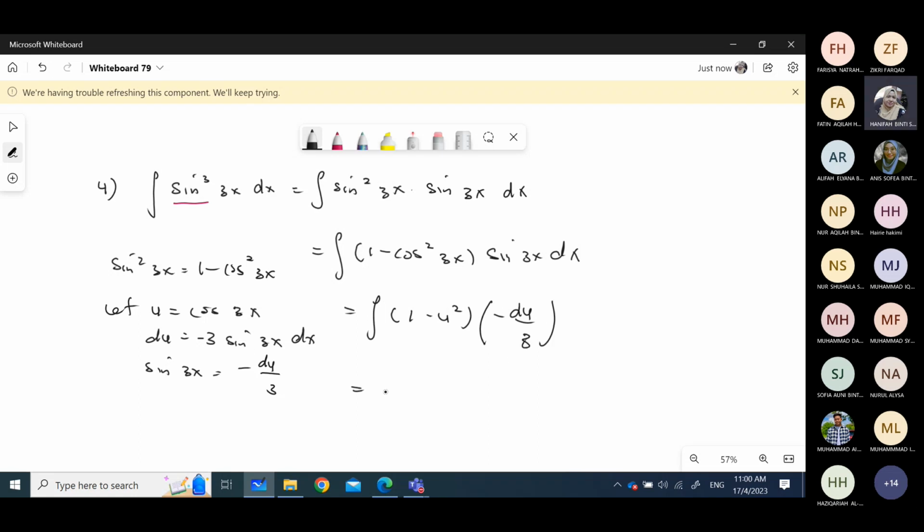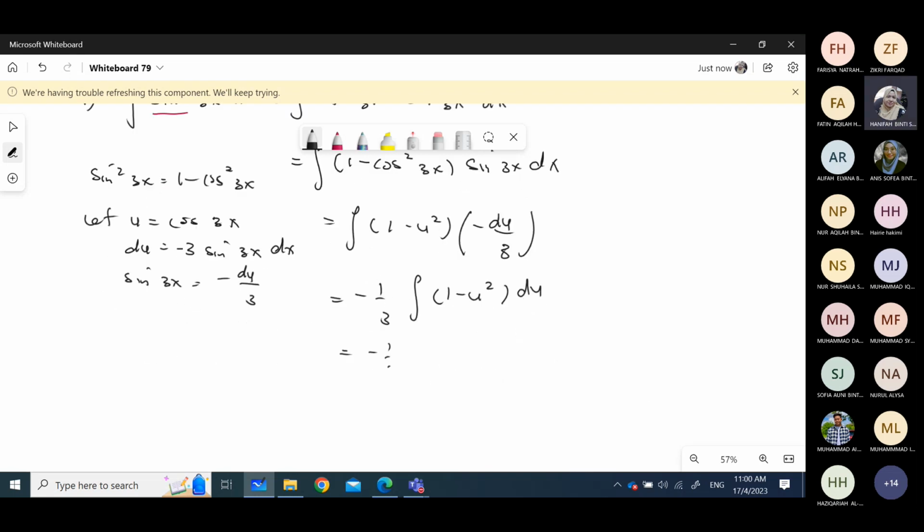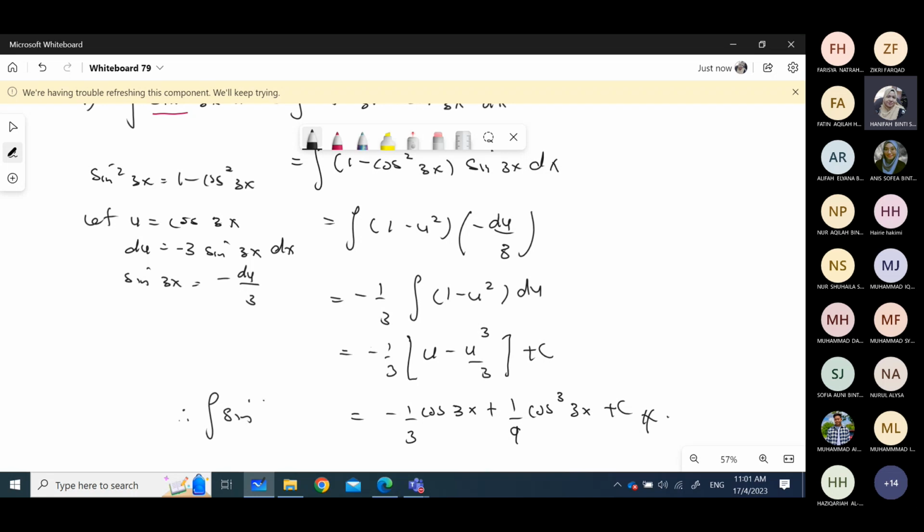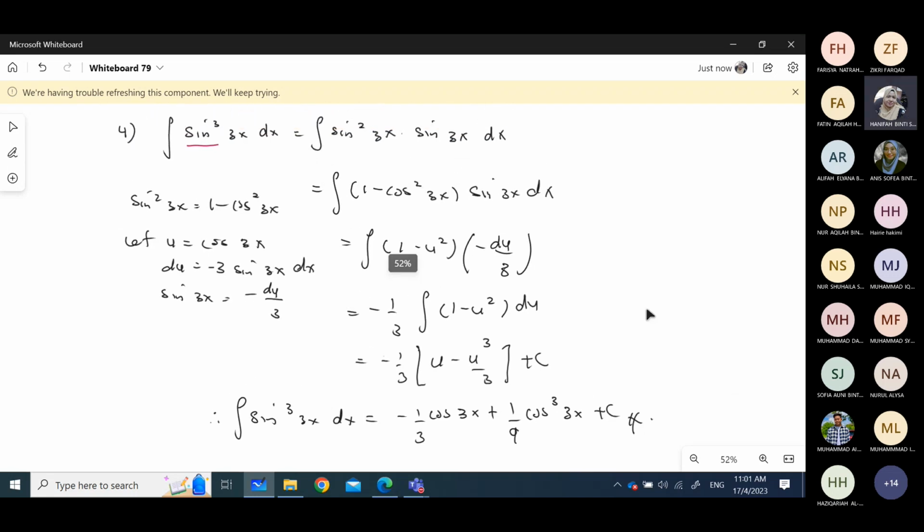So it is equivalent to negative 1 over 3 times the integral of 1 minus u squared du. So integrating, we get u minus u to the power of 3 over 3, the whole thing plus c. Therefore, the answer here is negative 1 over 3, where u is cosine of 3x, to the power of 3, negative negative we have positive. 1 over 3 times 3, we have 9. So 1 over 9 cosine to the power of 3 of 3x plus c. So this is the answer. Therefore, the integral of sine to the power of 3 of 3x dx is this one. Okay, right, any question for number 4?